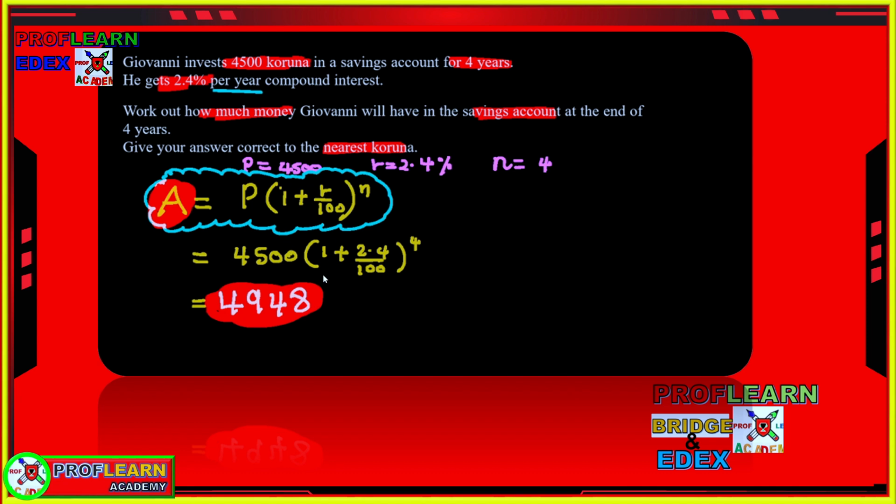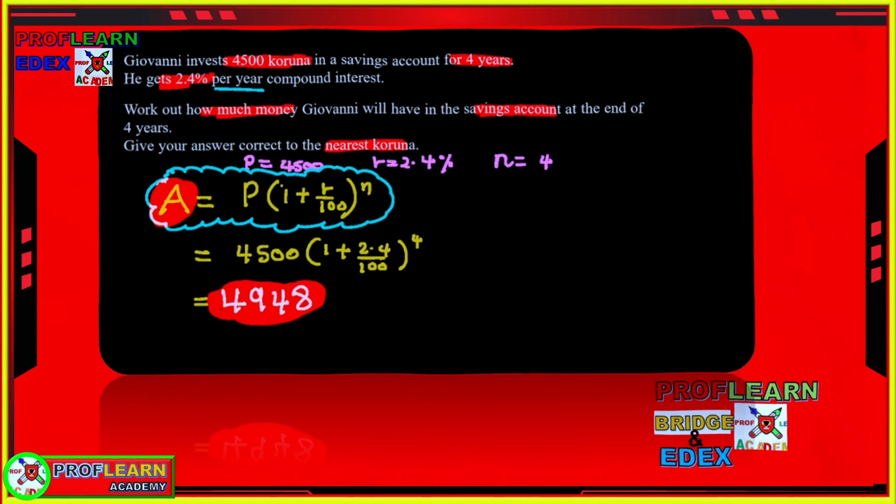So you are supposed to work out that. Remember how to use this formula, and this is the most common question asked in IGCSE math.